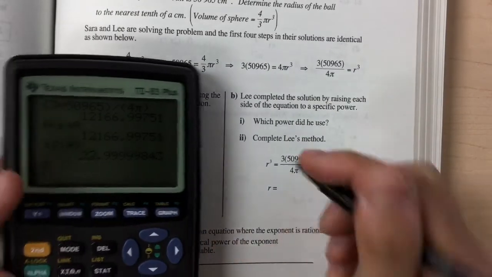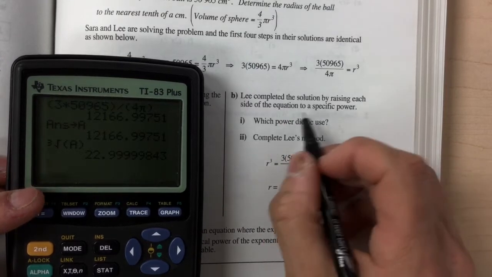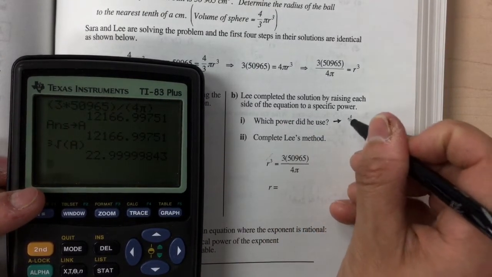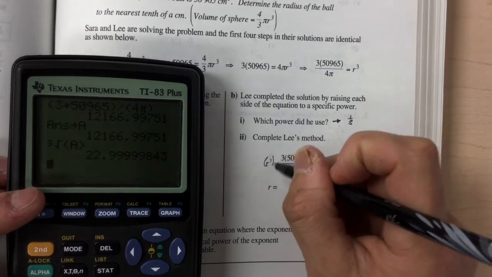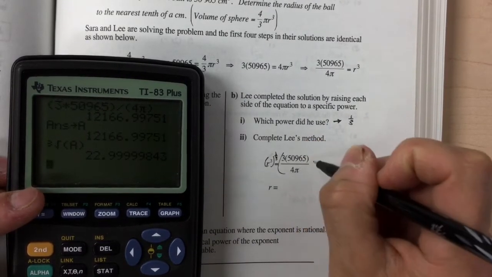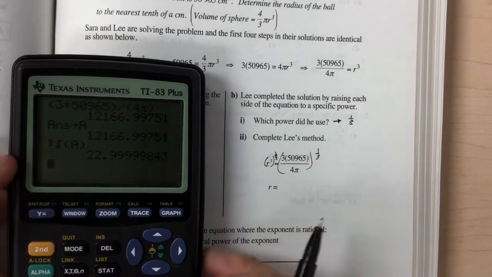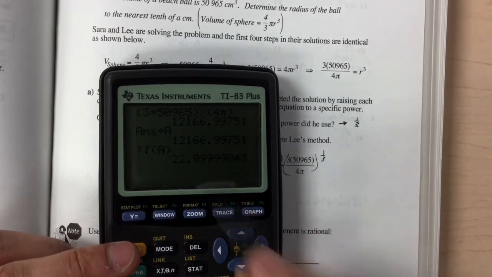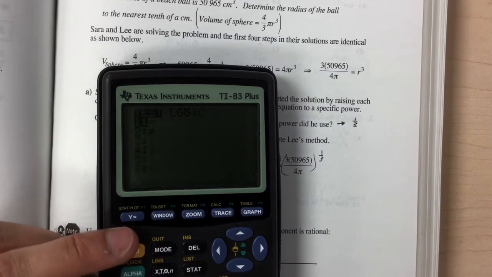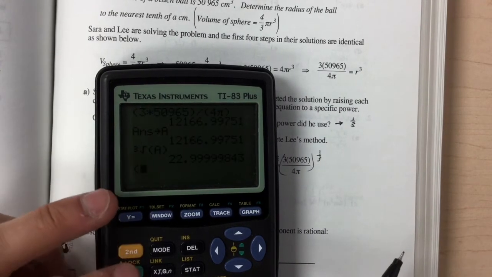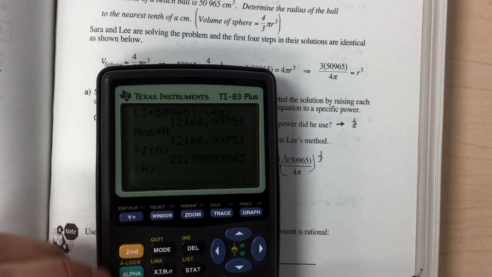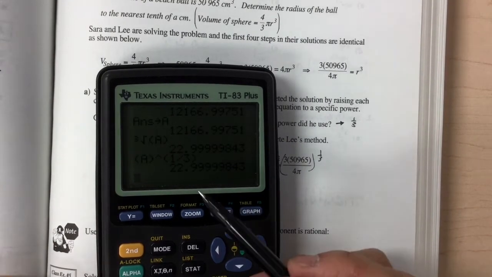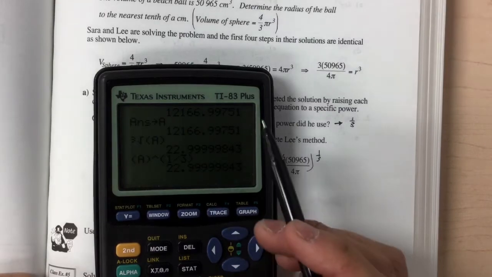However, what Lee does is he raises each side of the equation to the power of 1/3. And so he'll raise this to the power of 1/3 and this to the power of 1/3. And we'll see what he gets. So I simplified the part that they both got, A, and I'm raising this now to the power of 1/3. And he gets the same thing. He gets an answer of 23.